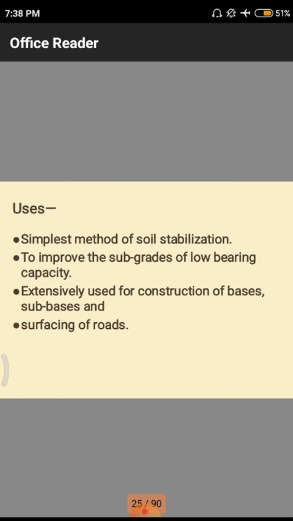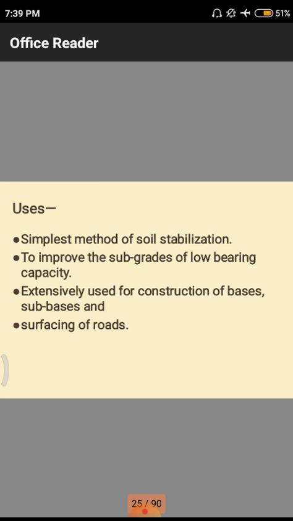Next one, what are the uses? Whenever we go for different techniques, for each particular technique we have some advantages and some disadvantages, so we need to improve the advantages and decrease the disadvantages by applying different physical parameters and engineering parameters.